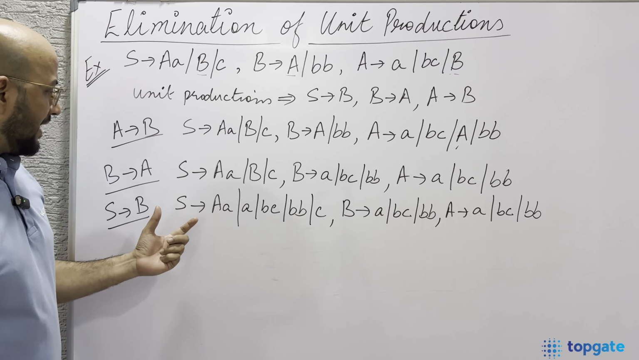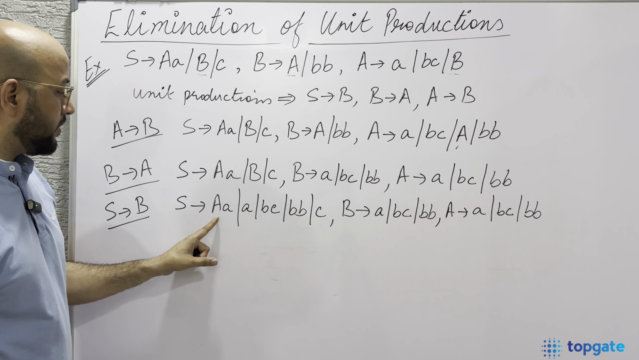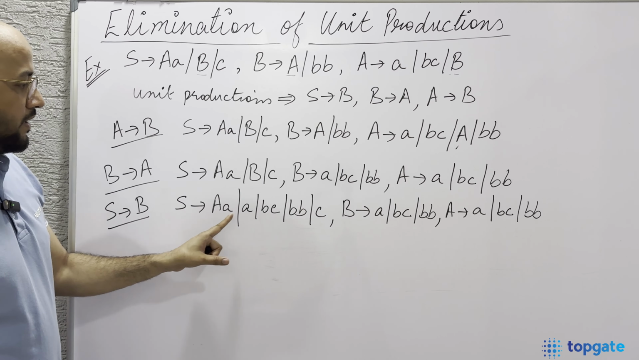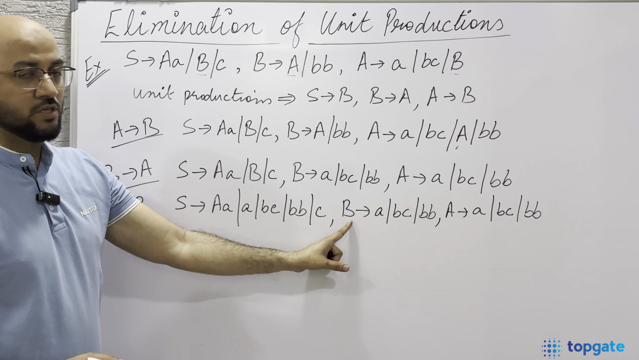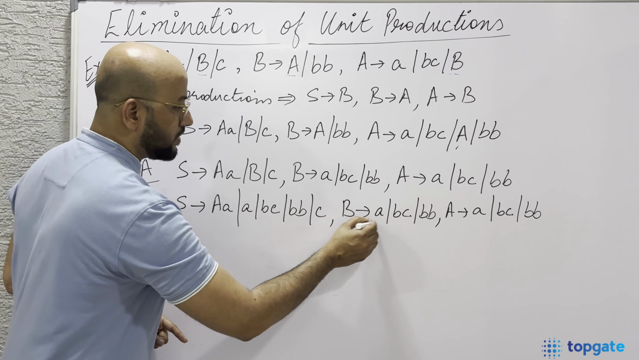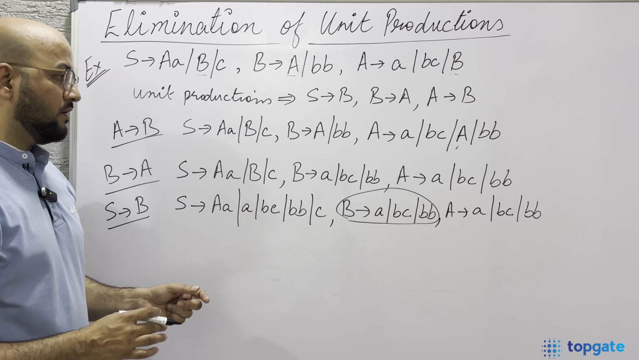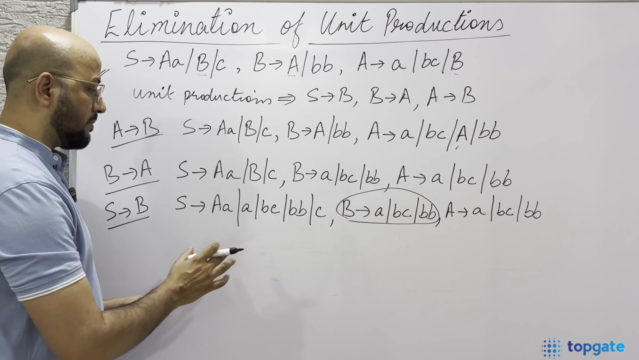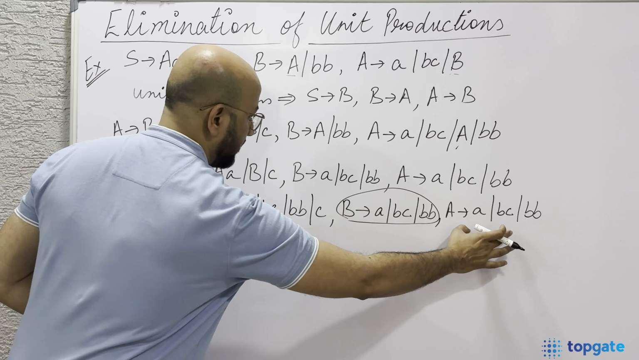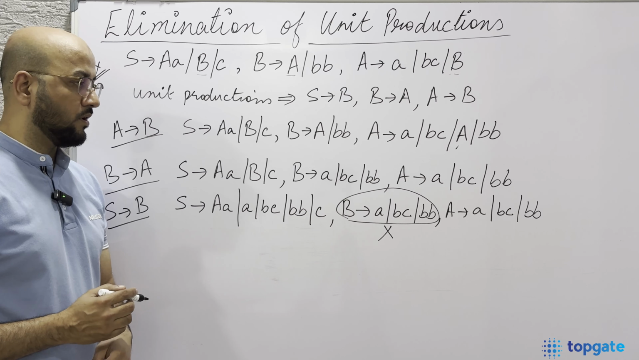Now, if you analyze this closely, you can see that from S you can only reach A, and B becomes my unreachable variable. We are not able to reach B. Therefore, B becomes a useless variable, and my final context-free grammar will be this one and this one. This will be eliminated from the final context-free grammar.